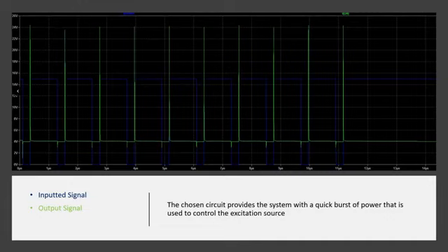And on the falling edge here, you might see a little downward spike. That can be attributed to the reverse recovery time of our LED, and is completely normal. And as you can see, the simulation yields a quick burst of power that can be used to control our excitation source, which is exactly what we were looking for.